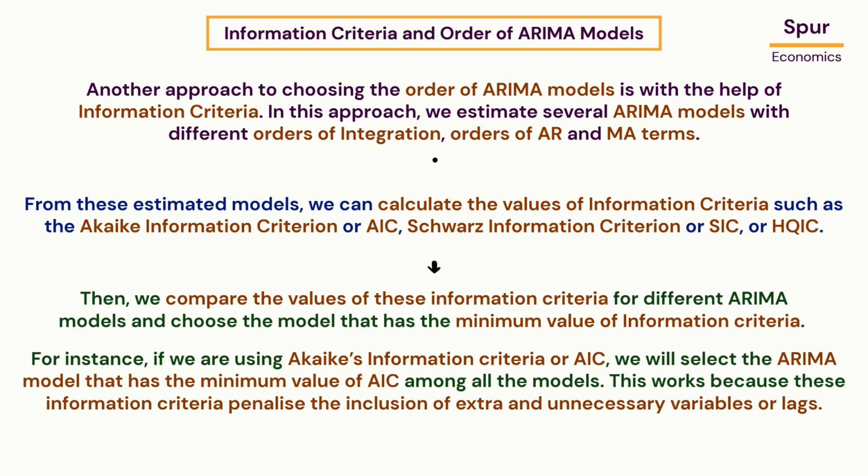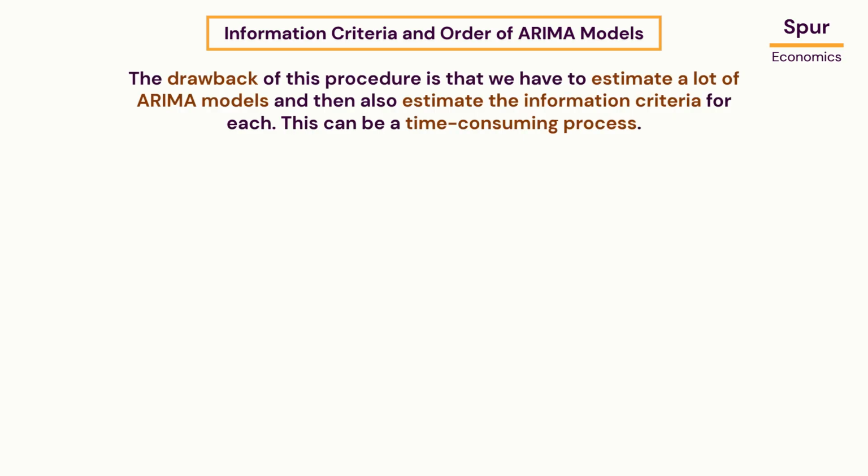For instance, if we are using Akaike's information criterion or AIC, we will select the ARIMA model that has the minimum value of AIC among all the models. This works because these information criteria penalize the inclusion of extra and unnecessary variables or lags. The drawback of this procedure is that we have to estimate a lot of ARIMA models and then also estimate the information criteria for each. This can be a time-consuming process.